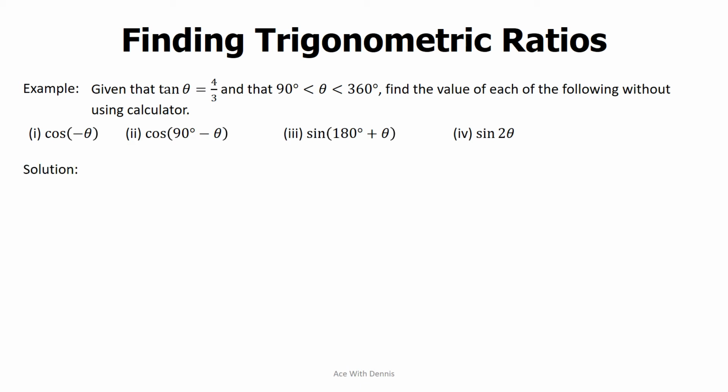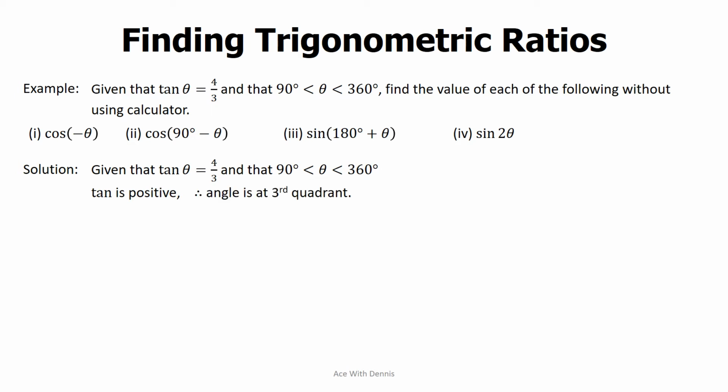Here is the solution. Before we find the values of these trigo, we need to draw the diagram. From the given information, tangent theta equals 4/3 and the range of theta is from 90 degrees to 360 degrees. We know that tangent is positive, hence the angle is in the third quadrant. Now we can start to draw the diagram.